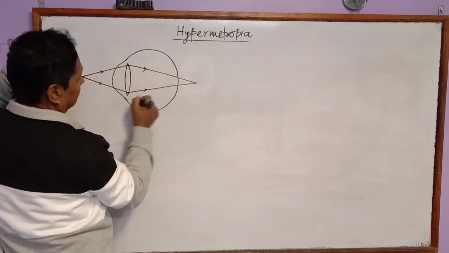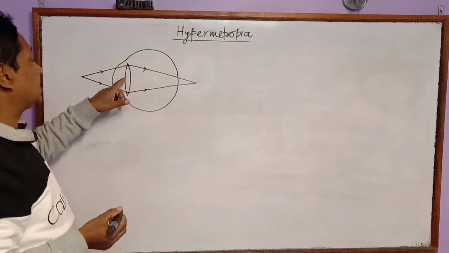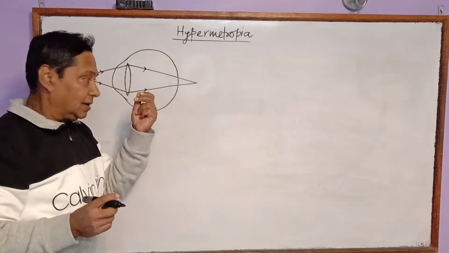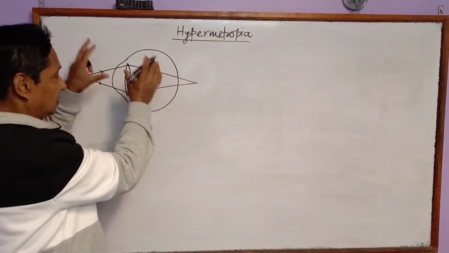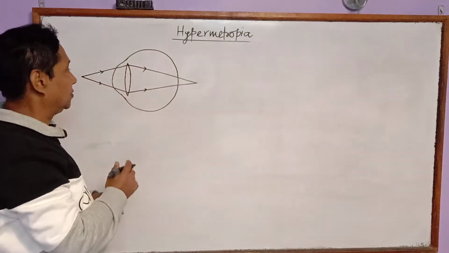Now what is the reason? The reason is very simple. The convex lens of the eye is thinner than the necessary thickness, and that's why the light is focused behind the retina. This diagram represents hypermetropia.